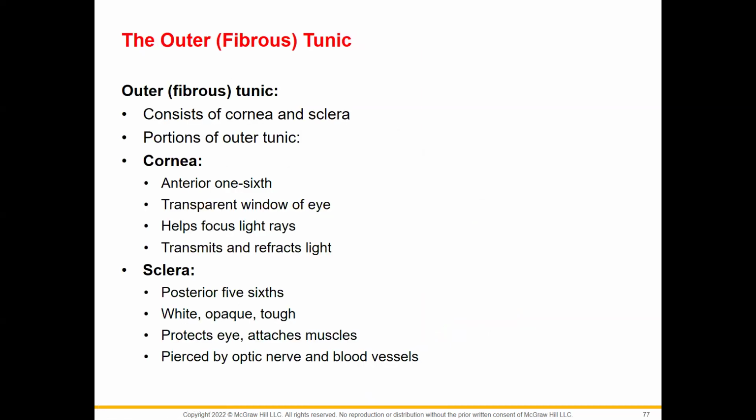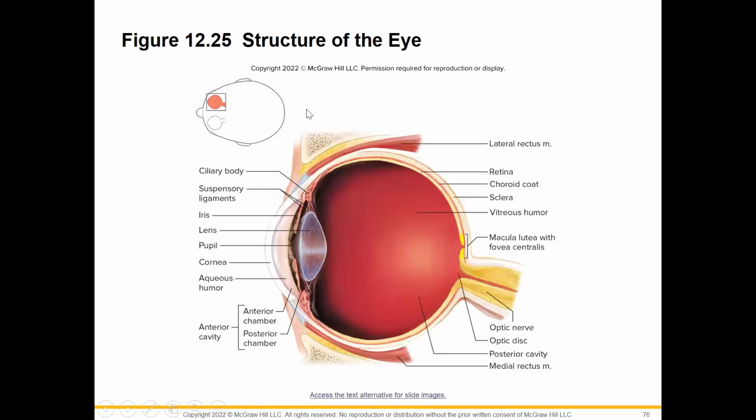All right, so the fibrous tunic consists of the cornea and sclera. The sclera is the white portion of the eye. Going back, when you look at an eyeball, you'll see all of the white of the eyeball. That is called the sclera. That is the fibrous tunic associated with the outside of most of the eyeball.